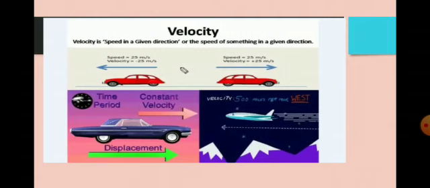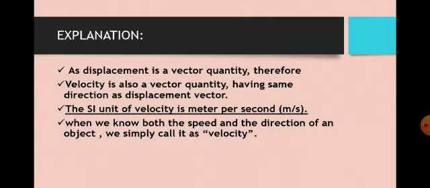And in the next diagram, you see the blue car which shows towards the right side, so it's a positive velocity, while the aeroplane moves towards the west, therefore its velocity is negative. So explanation: as the displacement is a vector quantity, therefore velocity is also a vector quantity having same direction as displacement vector. The SI unit of velocity is meter per second.